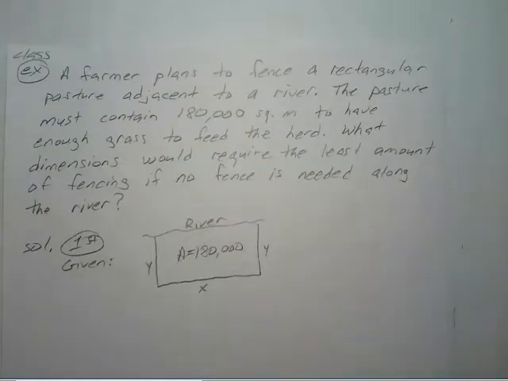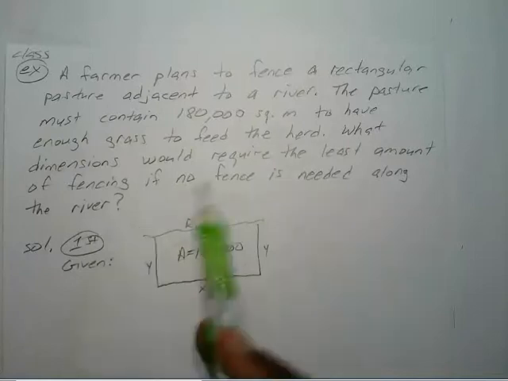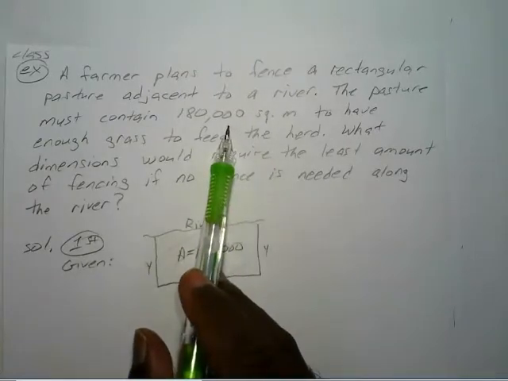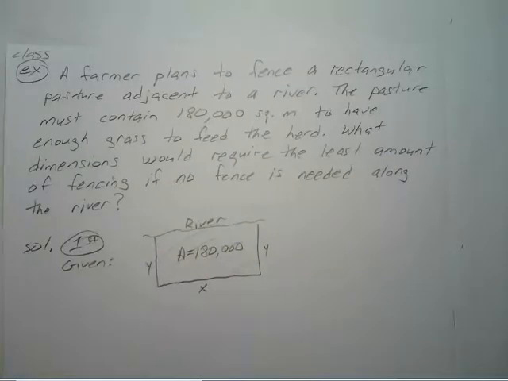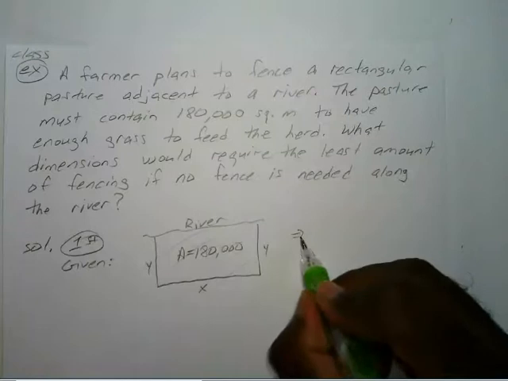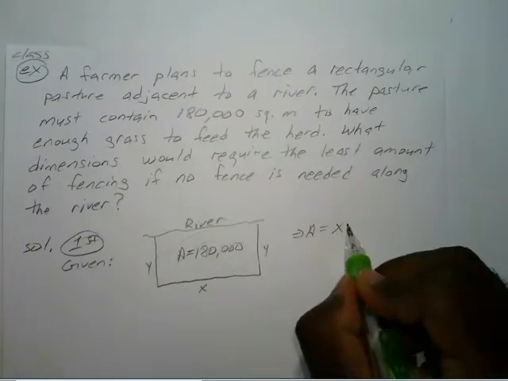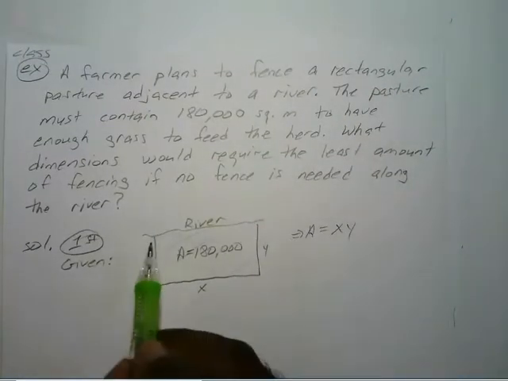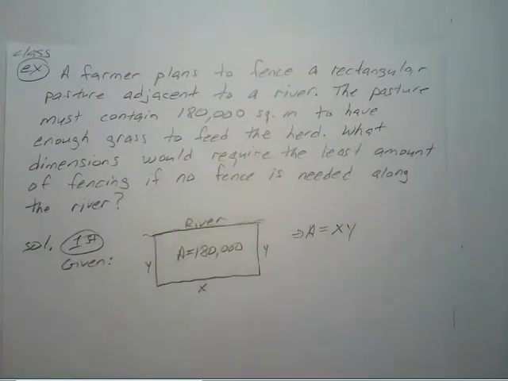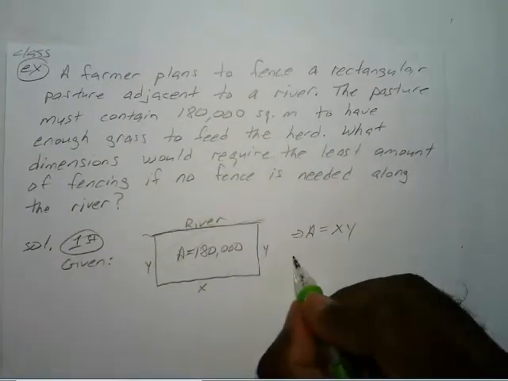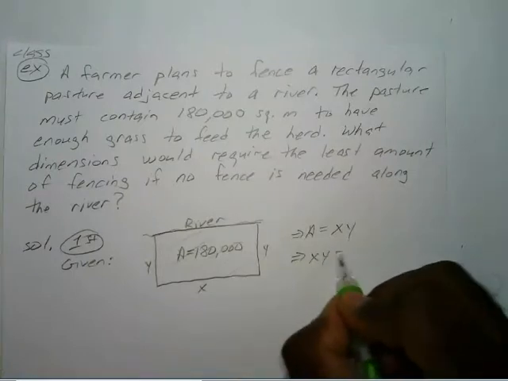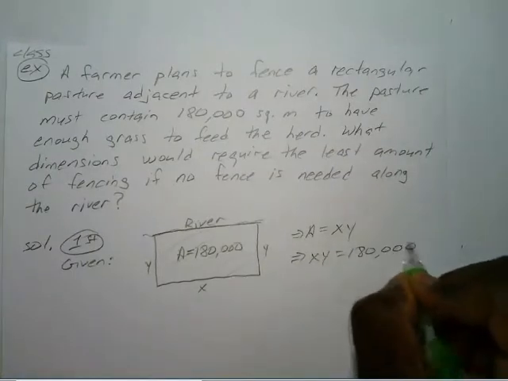All right, so I'm assuming you've pressed pause and you worked this one out. So let's go ahead and verify your answer. All right, so what did they give us? We know that the area must be 180,000 square meters. Okay, so the area, we know that's the length times the width. We know that x times y has to be 180,000.